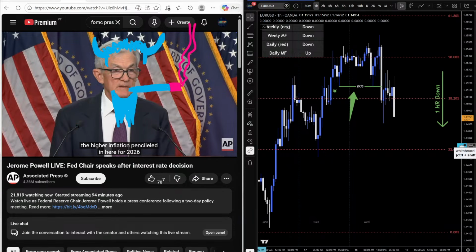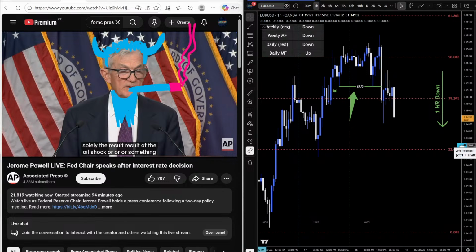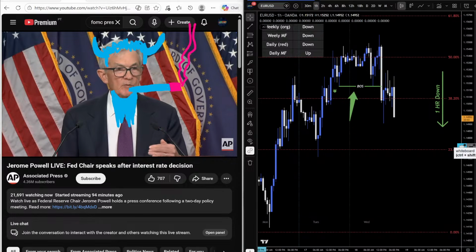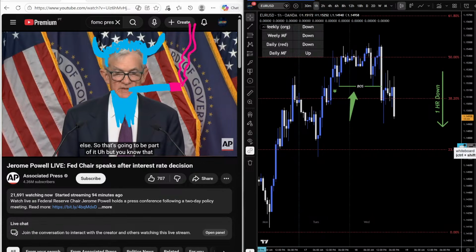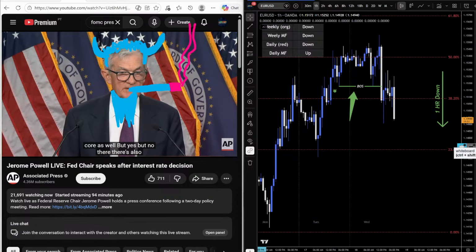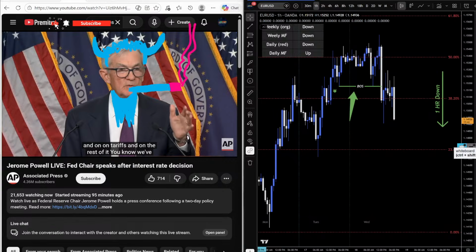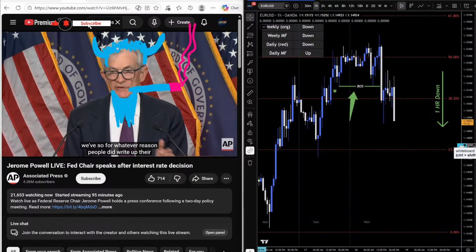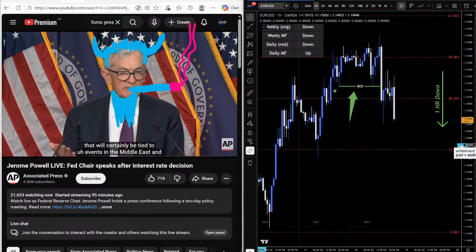So that's going to be part of it. But that wouldn't be most of core, right? So the oil shock for sure shows up here. Some of that will be in core as well. But there's also just the feeling that we haven't seen the progress that we had hoped for on core goods, and on tariffs and the rest of it. So people did write up their inflation forecast. That will certainly be tied to events in the Middle East and the price of oil, but it's also, I think, a reflection of the slow progress we've seen on tariffs, which we believe we will see. It's just a question of how long it takes for them to get all the way through the economy, and it just takes some time.